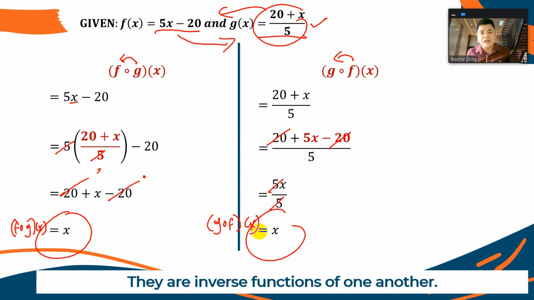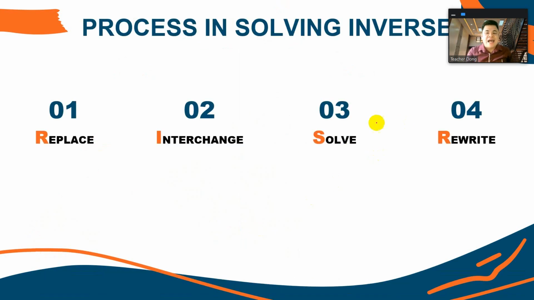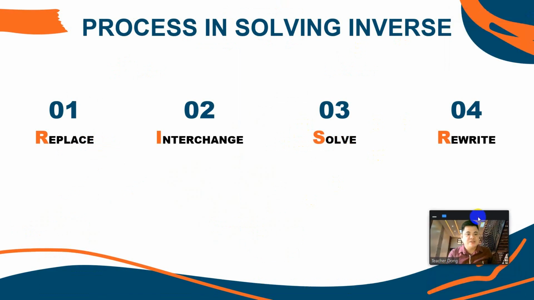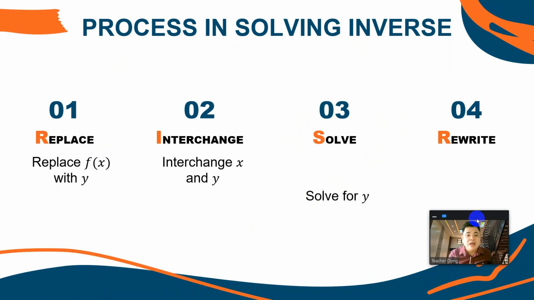That's how you will verify if two functions are inverse of one another. You just have to solve for their composites, and they have to be equal. If they are not equal, they are not inverse of each other. Now, let's have the process of solving for the inverse of a function. First, replace f of x with y. Second, interchange x and y, which means you change the position of x and y. Then solve for y and rewrite y as the inverse of f of x. So that's how you will do it step by step.